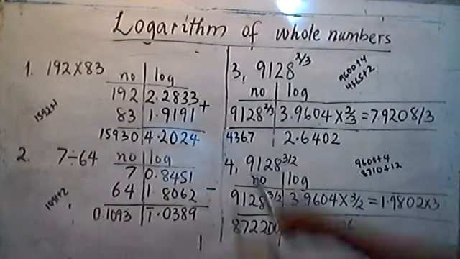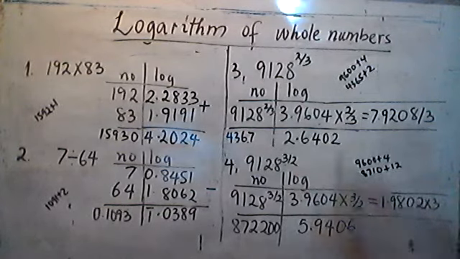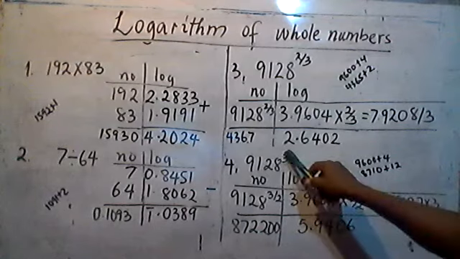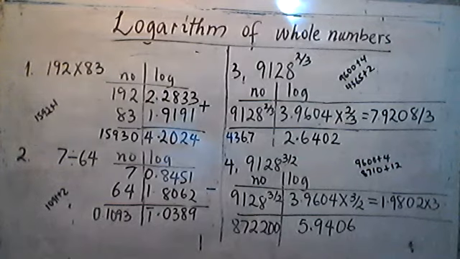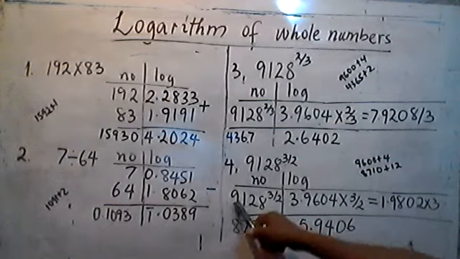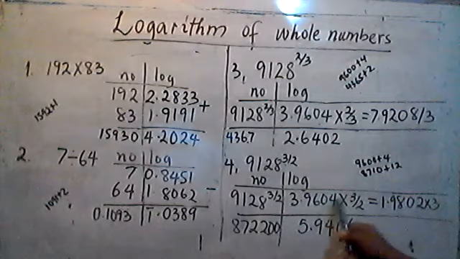Now, number 4 is similar to number 3, but here the numerator, that is the power, is greater than the root, while in the previous one the power is less than the root. Let's see what happens given the same number. Of course, the log of 9128 is 3.9604 times the power. This is what you have.